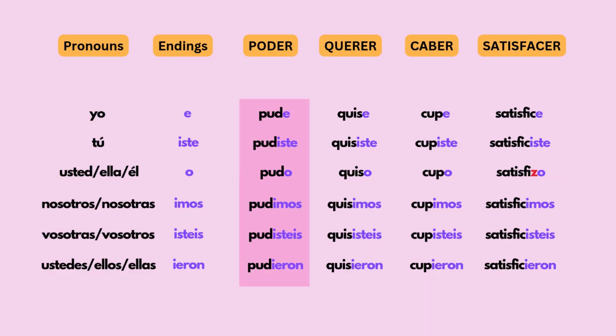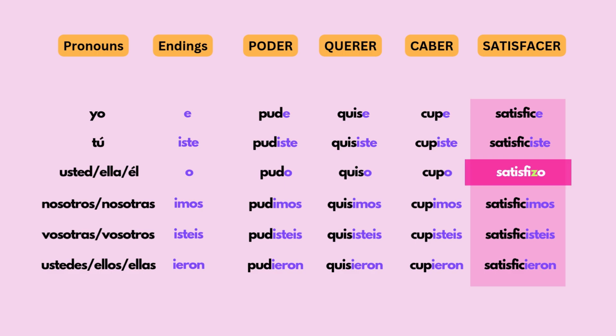Okay, here we have more verbs that share the endings with tener in the preterite indefinite. Poder, meaning can, be able. Querer, to want. Caber, to fit. And satisfacer, to satisfy. This one acts like hacer for the irregular stem. The C changes to Z.